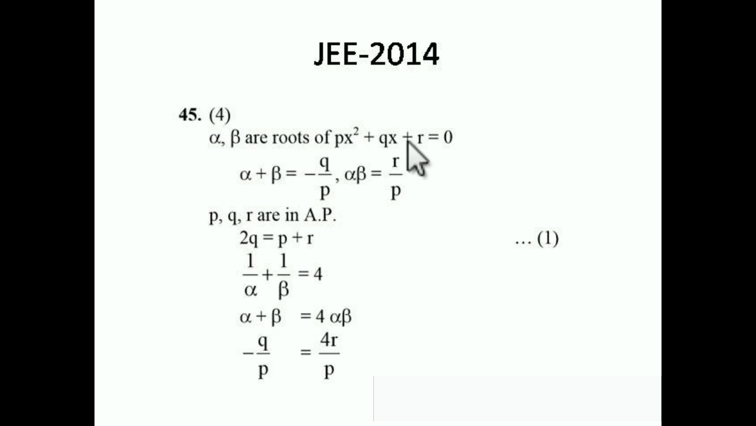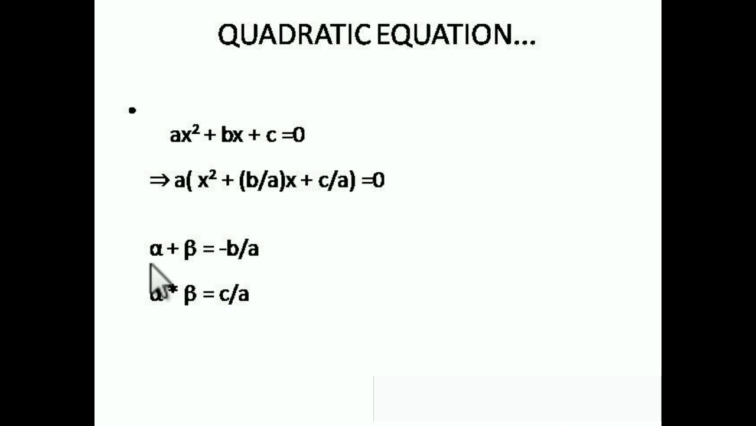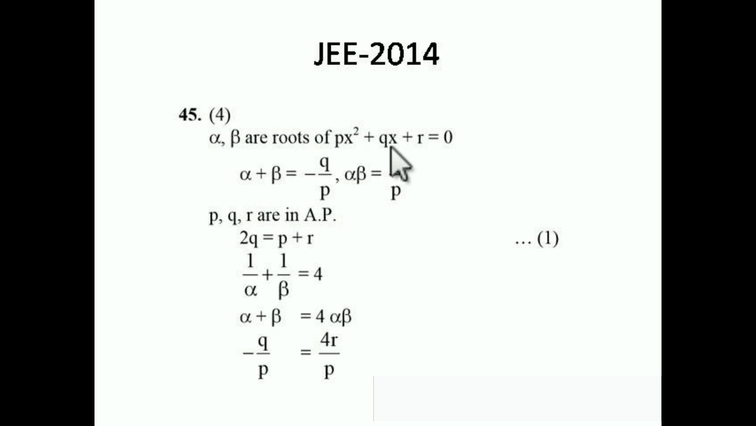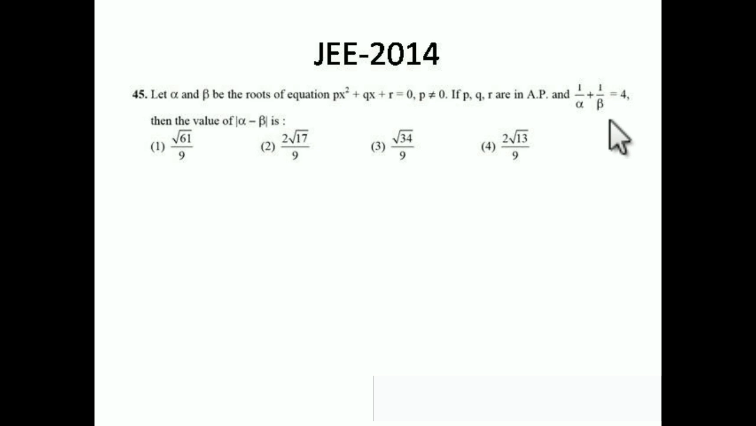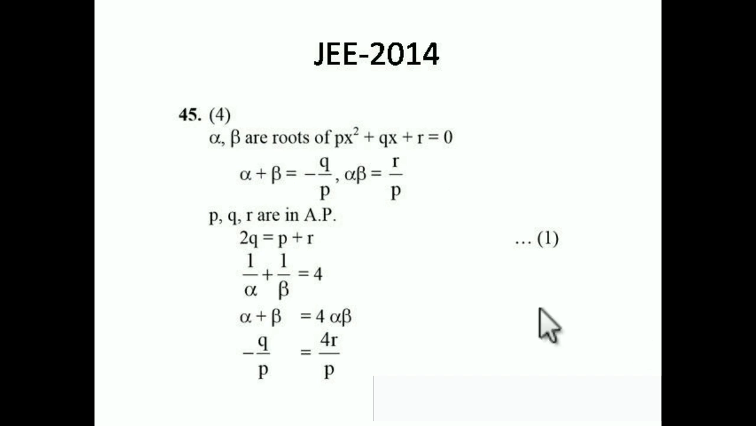If alpha and beta are roots of this equation, we know that alpha plus beta is equal to minus b by a, and alpha into beta is equal to c by a. Using that formula, alpha plus beta is equal to minus q by p, and alpha into beta is equal to r by p. Now one more equation we have: 1 upon alpha plus 1 upon beta is equal to 4. So let's take LCM. Alpha plus beta is equal to 4 alpha beta.